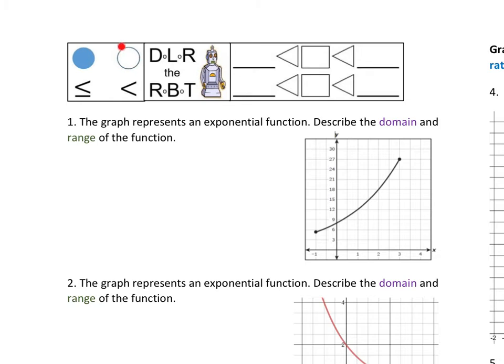If you have an open circle or an arrow, you're going to use just the less than symbol in your domain and range. We also know that from Dolor the robot, when we talk about domain, we're talking about describing the graph from the left to the right of the graph, so as far left as it extends to as far right as it extends. And for the range, we're talking about this graph from the bottom of the graph to the top, so from its lowest to its highest points.